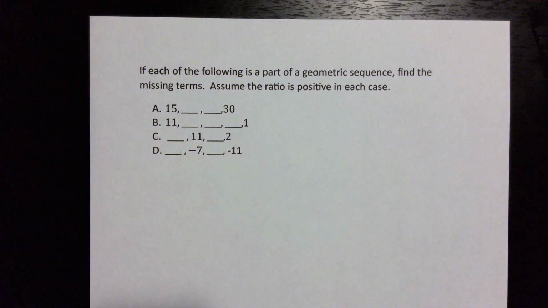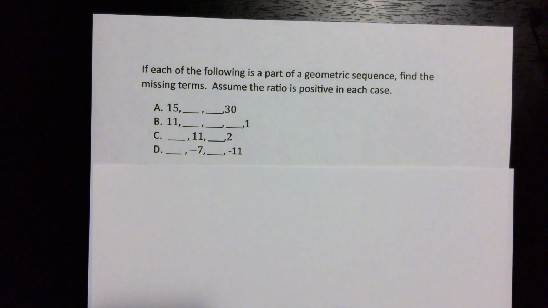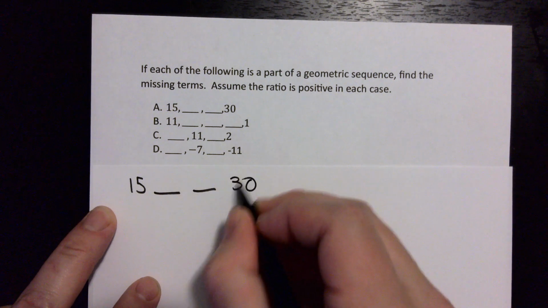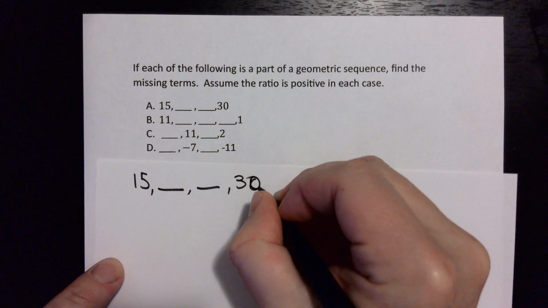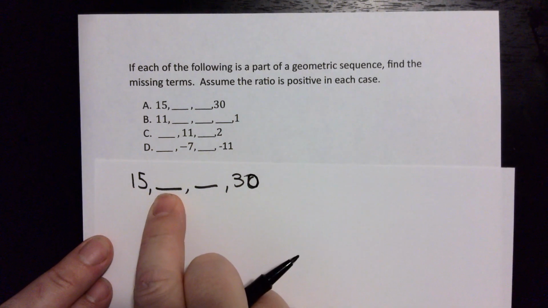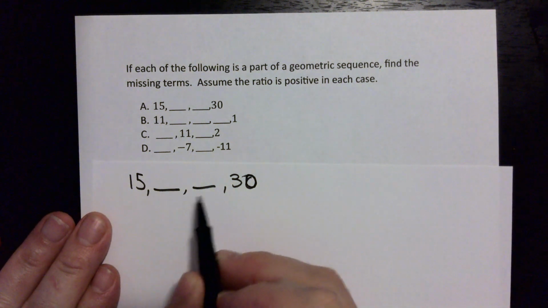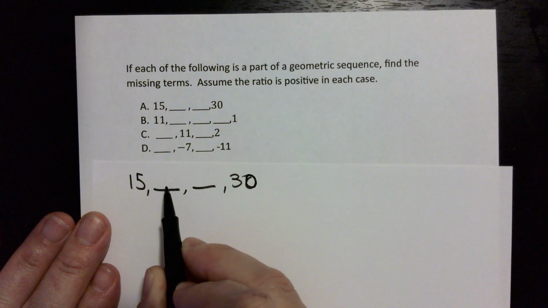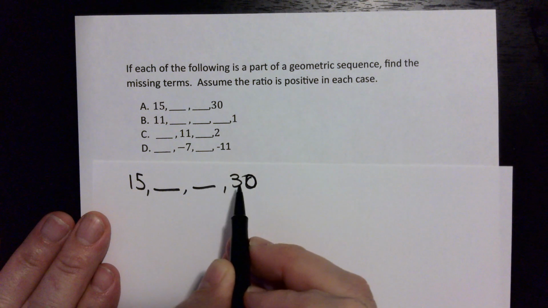We've got a 15, 2 blanks, and a 30. Let's write that down. What a geometric sequence means is that in order to get the next number in the sequence, you multiply by something, and then to get the next number, you multiply again by that same something. So with 15, blank, blank, 30, to get from the first term to the second term, you multiply by something. We'll call that r. Then you multiply again by r to get this term, and then again by r to get this term.